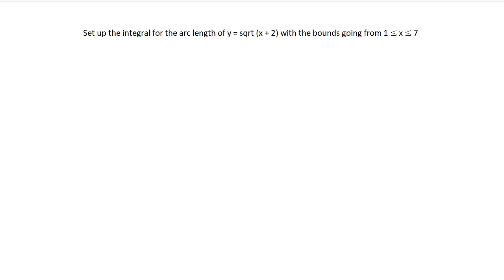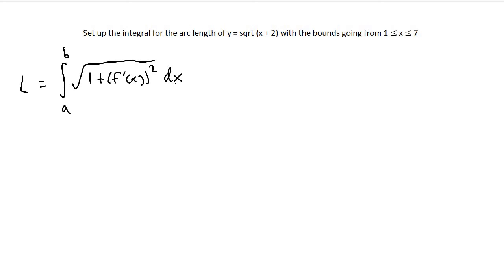So the first problem asks to set up the integral for the arc length of y equals the square root of x plus 2 with the bounds going from 1 to 7. We already know that it's asking for x bounds, so we have to put everything most likely in terms of x. So let me write the formula once again. The arc length is equal to the integral from a to b of the square root of 1 plus f prime of x squared dx.